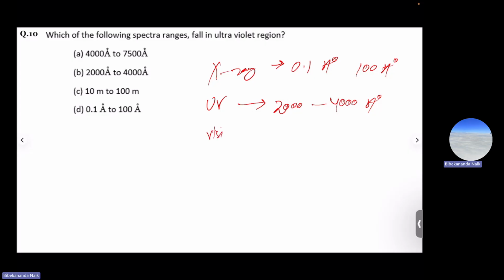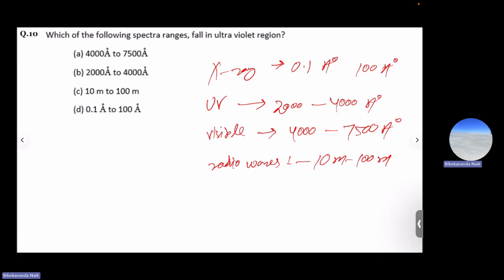For visible, it is 4000 to 7500 Angstrom, that is 400 nanometer to 750 nanometer. And then for radio waves, the wavelength is more, 10 meter to 100 meters. So the ultraviolet region corresponds to the wavelength 2000 to 4000 Angstrom. So the correct answer is option B.